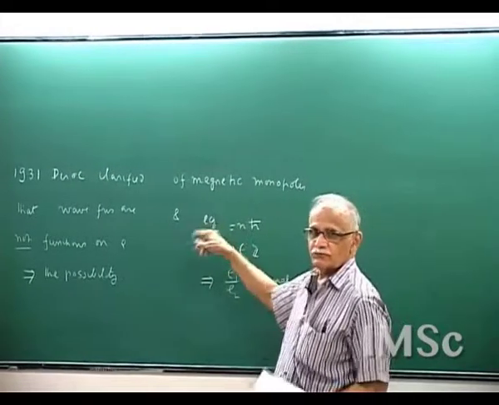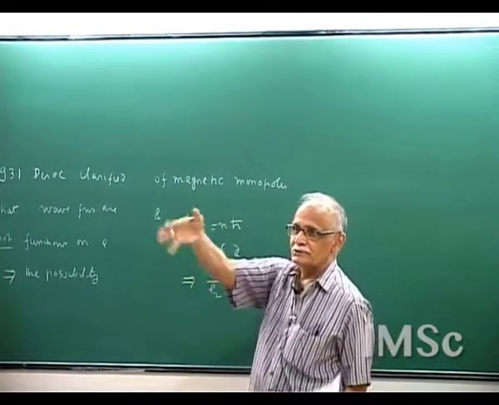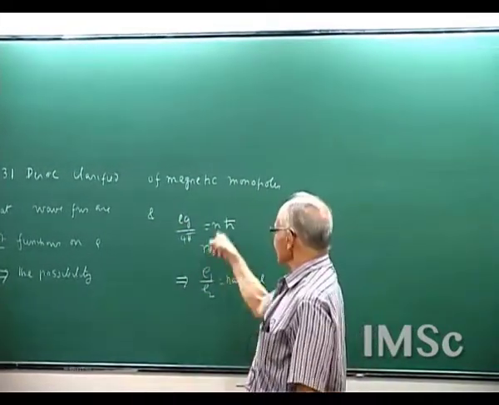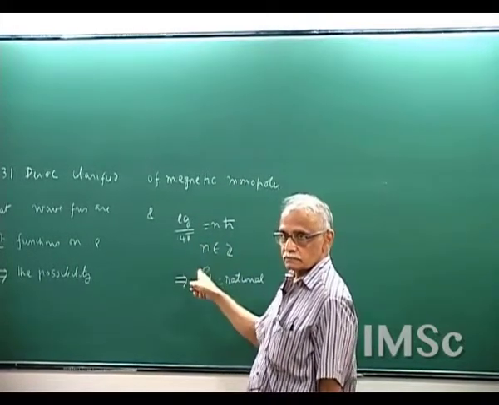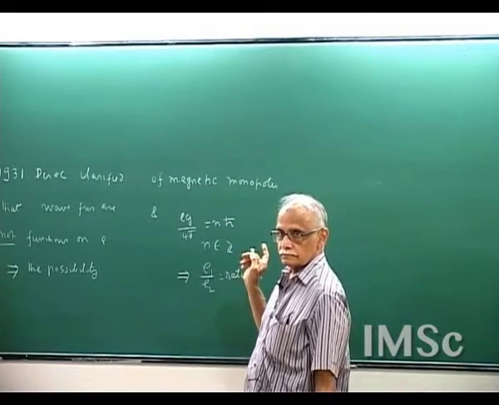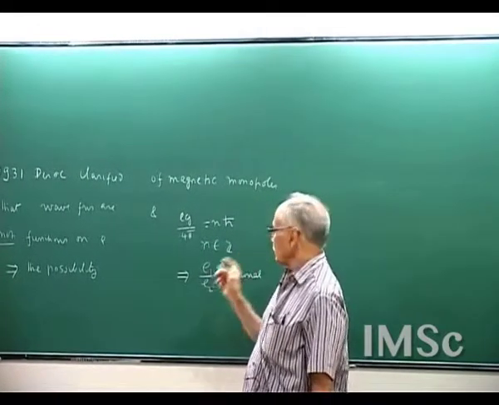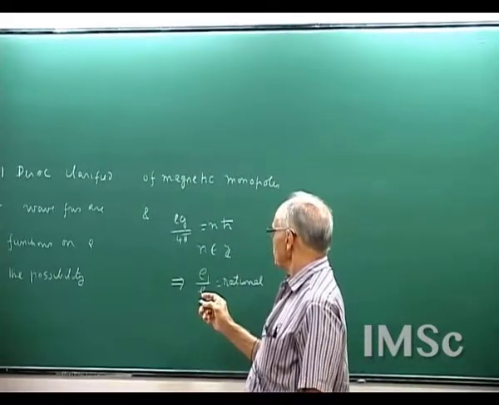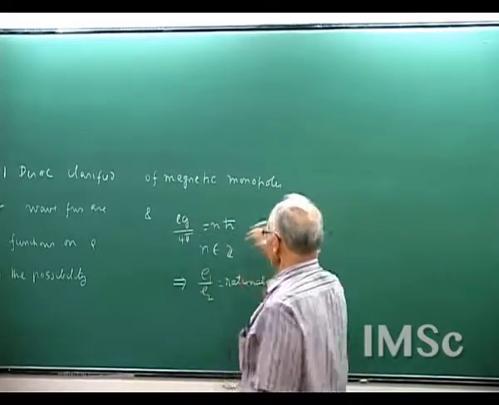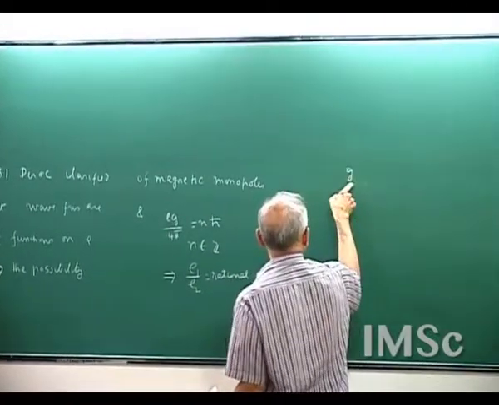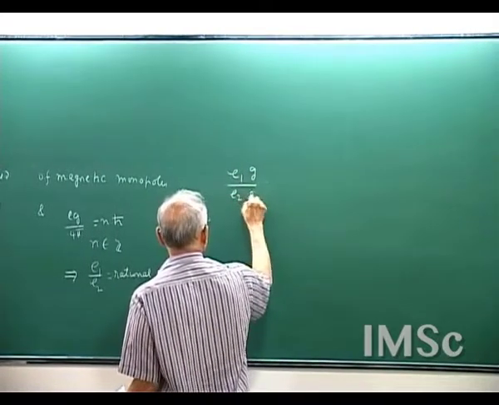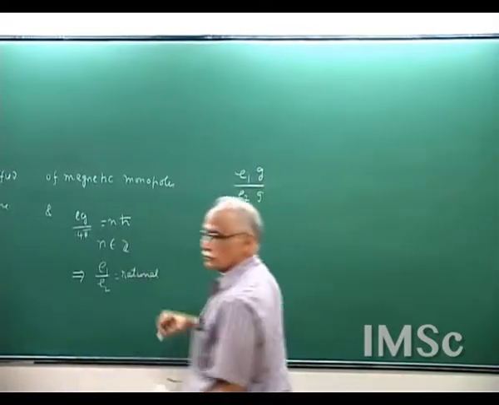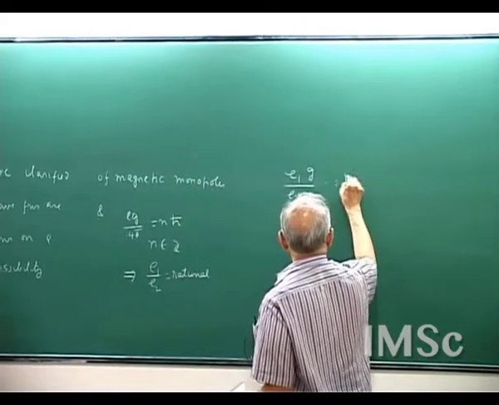Eg over 4 pi is some unit, I don't know about that. But this n is an integer, right? This n is an integer. If you take one magnetic monopole, there is one electric charge and another electric charge. So both are n1 and n2. So this will be some n1 over n2, right?